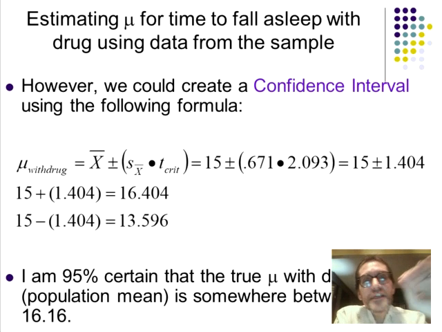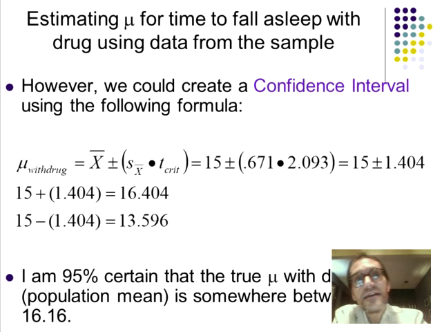And so take a look here. I'm going to calculate this and say the mean of 15 plus or minus the estimated standard error of 0.671 times that critical value of 2.093. So it's 15 plus or minus this value here. And so what we find is, look at this, 16.404 and 13.596.